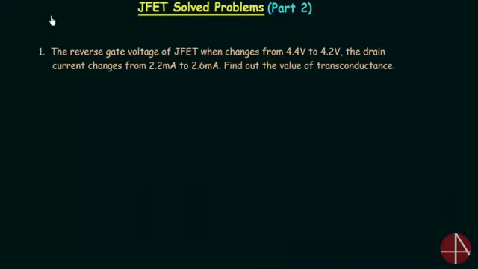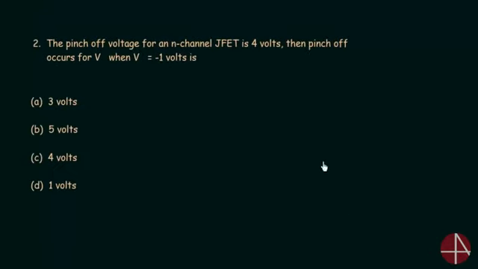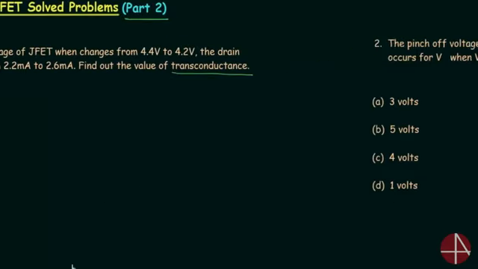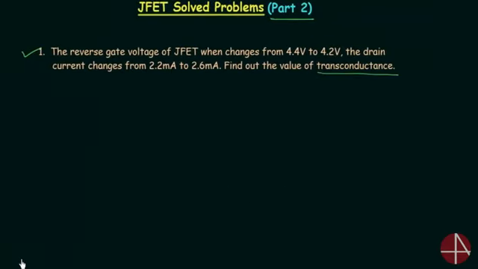We have already completed part 1 of JFET solved problems, and in part 2 we will solve two problems. The problem number 1 is based on transconductance, and the second problem is taken from the GATE 1987 paper. Let's start with problem number 1, in which we have to calculate the transconductance.